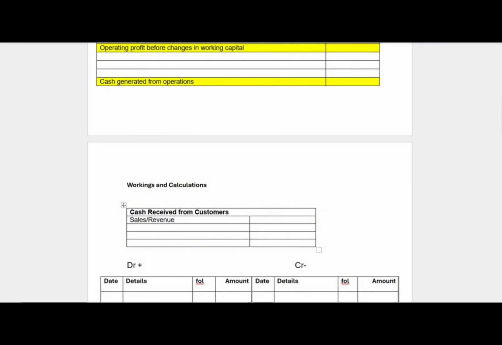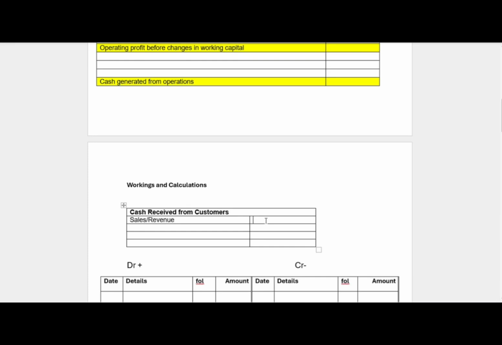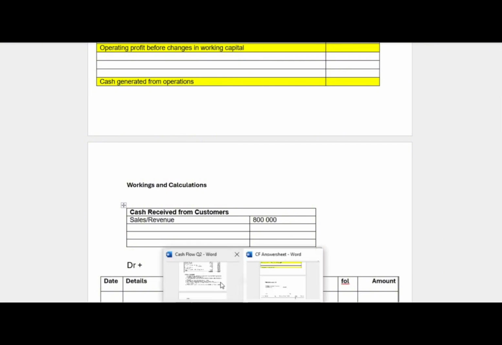So let's go and fetch our sales from the question. When we get here, transaction number 5 says sales for the financial year ended 28 February 2018 amounted to 800,000. So we go to our answer sheet, to where we said sales or revenue. We say 800,000.